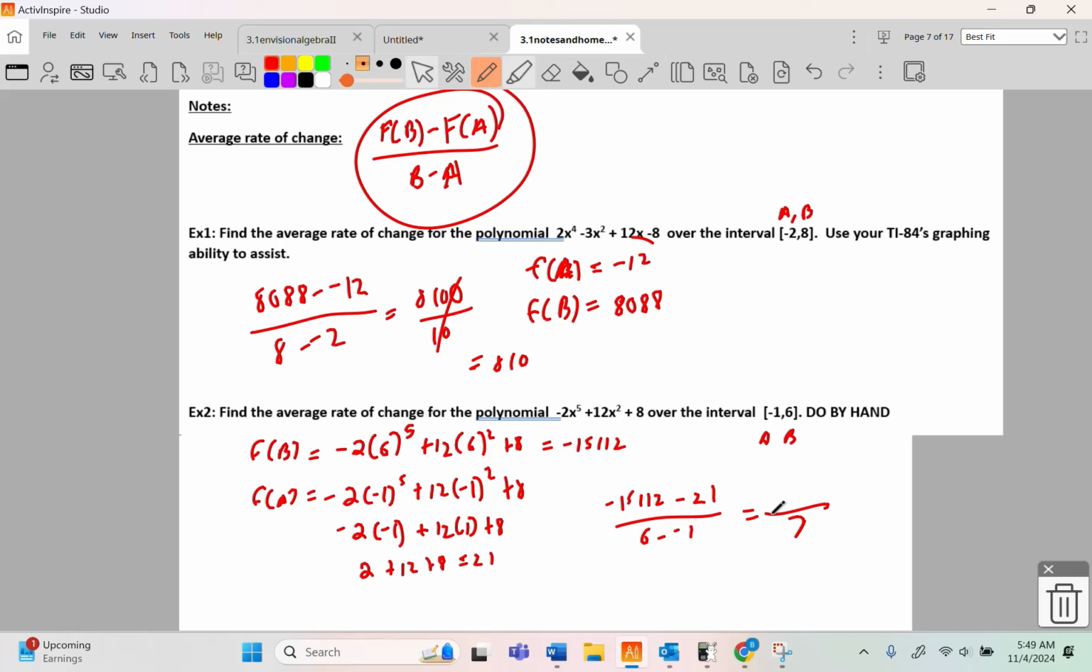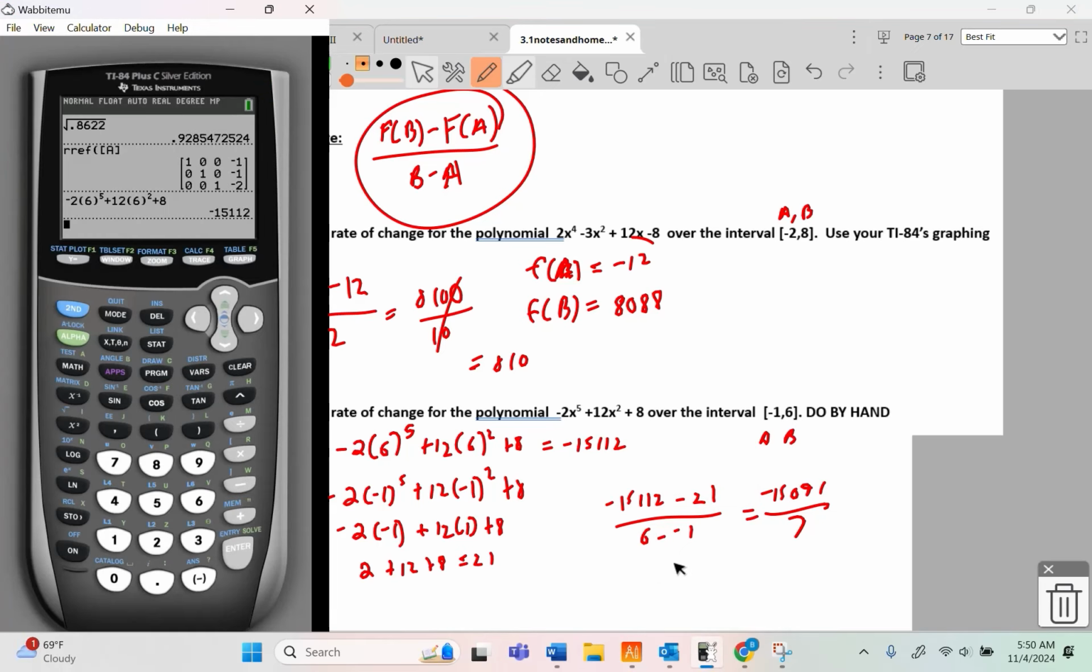We'd have negative 1591 up top. I feel like that's right. 12, borrow 9 more, yeah. And does that reduce? It's got a chance. You're dividing an odd by an odd. Apparently it does not. Surprised at that.